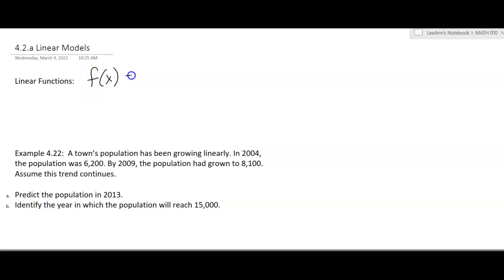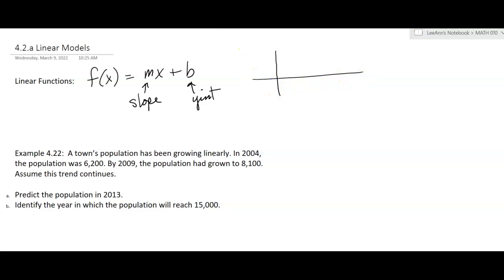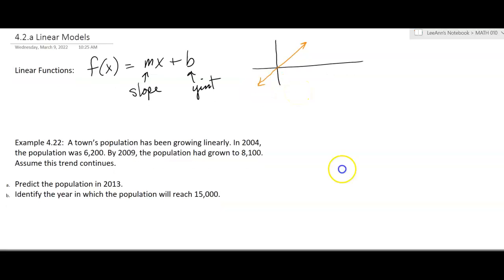Okay, so the linear function can be written as f of x equals mx plus b, where m is the slope and b is the y-intercept. And we know that they graph to be transformations of the identity function, except for the constant function, which is linear. Now, a lot of times in our situations, we may not be dealing with negative x values or negative y values, so I'll just say that.